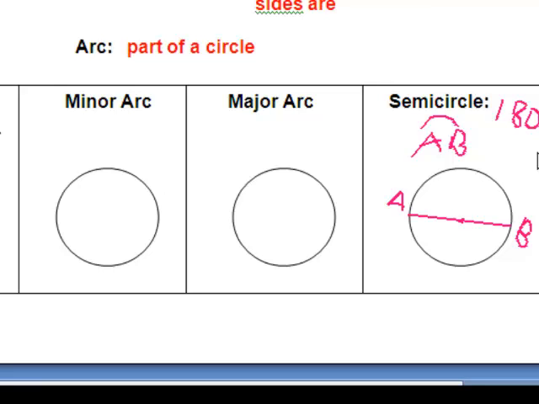Okay. If it's a major arc, then it's going to be more than 180 degrees. So it's going to be greater than 180, so more than half the circle. And let's draw an example of that. Okay, well, let's say we've got this angle right here.